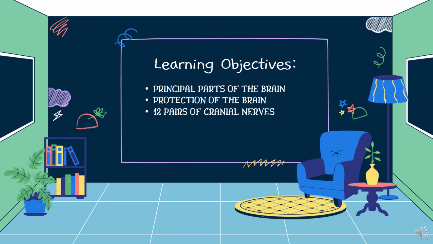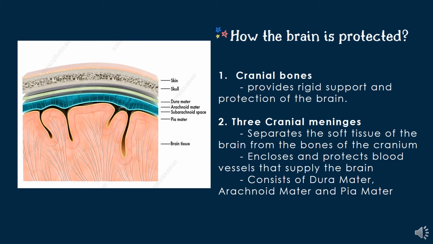Now that we have identified the principal parts of the brain, we can proceed to the next topic, which is the protection of the brain. So, how is the brain protected? First, we have the cranial bones. They provide rigid support and protection of the brain. Cranial bones consist of the frontal bone, parietal bones, sphenoid bone, ethmoid bone, temporal bones, and occipital bone. But I will not discuss it further because it is part of another organ system.